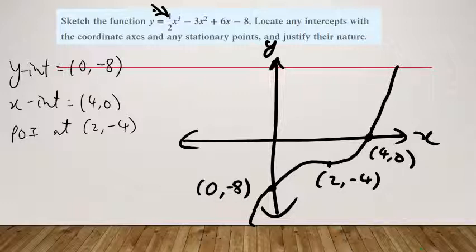Any questions? Fairly straightforward. You simply have to follow the order. You find your x and y intercepts, find your stationary points, then you just put them all in and graph it. Okay? Nothing too bad?